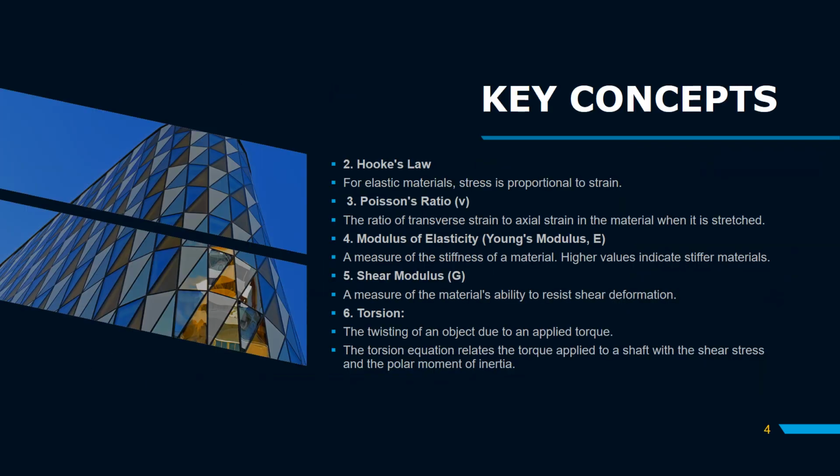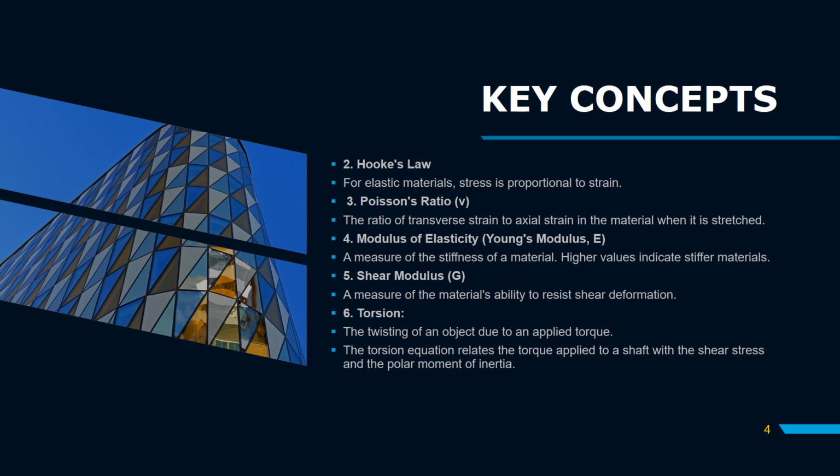Hooke's law. So with Hooke's law, it's stress being directly proportional to strain in elastic materials. Then we have Poisson's ratio, which is the ratio of transverse strain to axial strain in the material when it is stretched. With the modulus of elasticity, or Young's modulus, which is represented with the symbol E, it is a measure of the stiffness of a material, and higher values indicate stiffer materials.